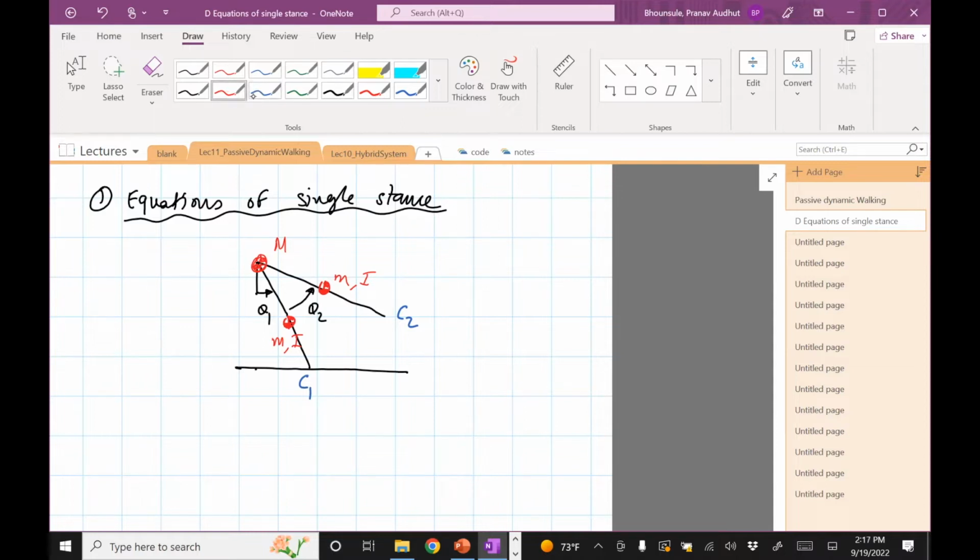Let's put a few more key points. Let's call this point G1, where the center of mass is for link 1, G2 for the other one, and then let's call this H. I'm just doing that because we will be interested in finding the positions of them for the Euler-Lagrange equations.